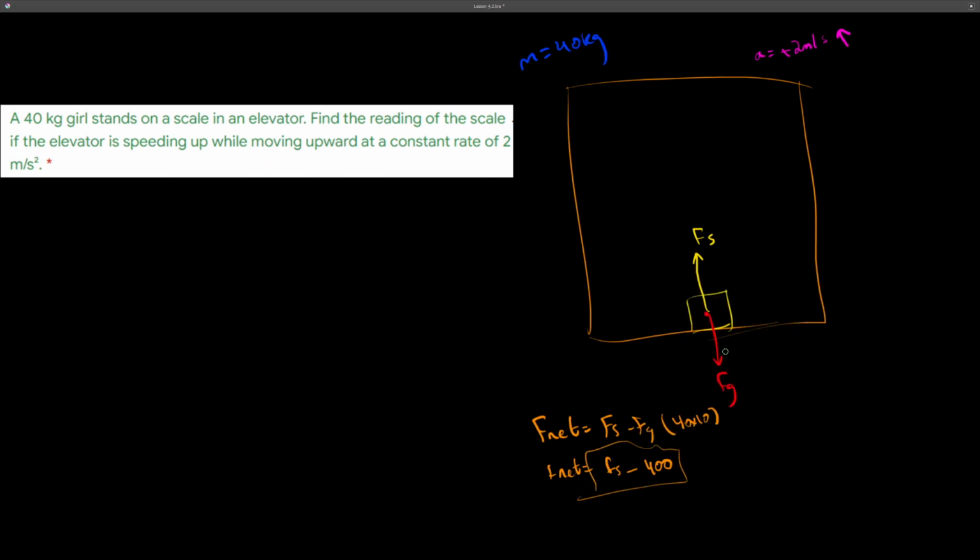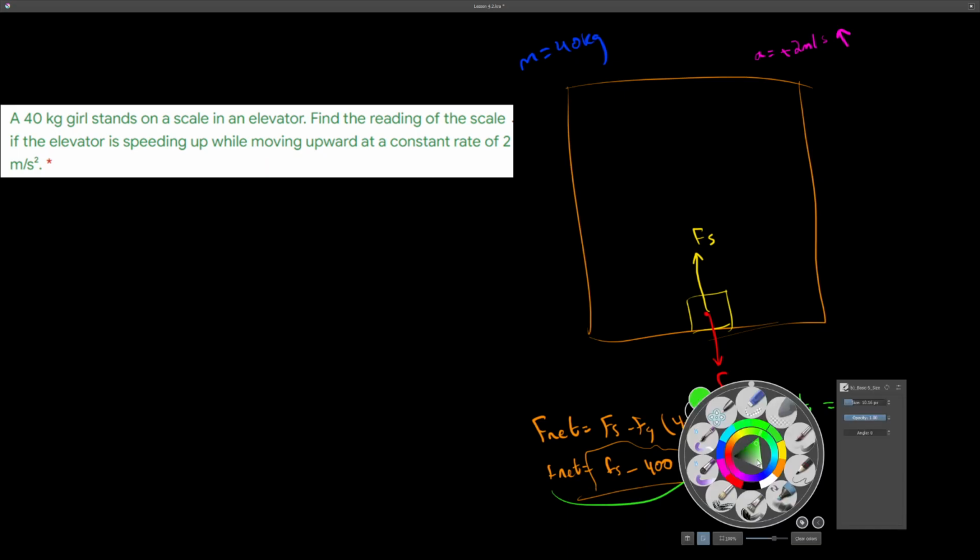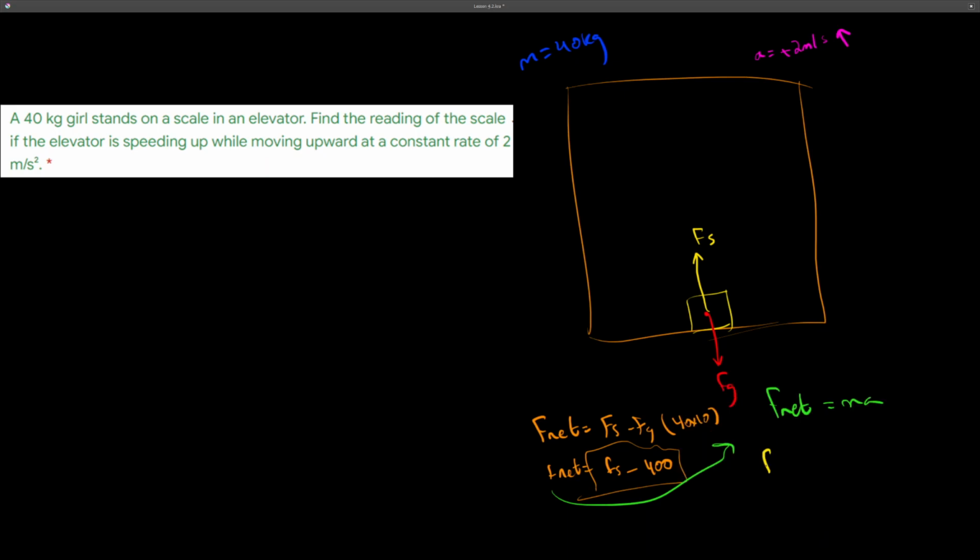So we can use the formula F net is equal to ma and substitute this here. And we have Fs minus 400 is equal to the mass, which is 40, times the acceleration, which is 2. And this will give us the reading of the scale equal to 80 plus 400. So Fs is going to equal 480 newtons.